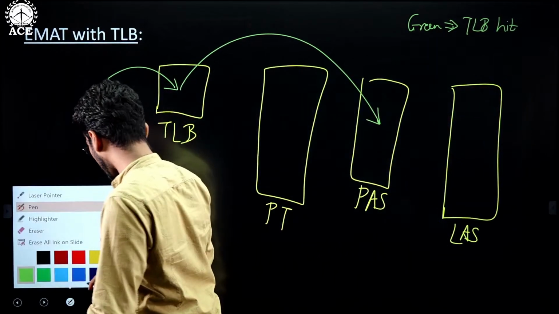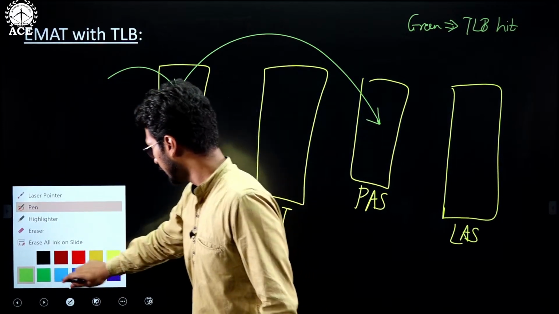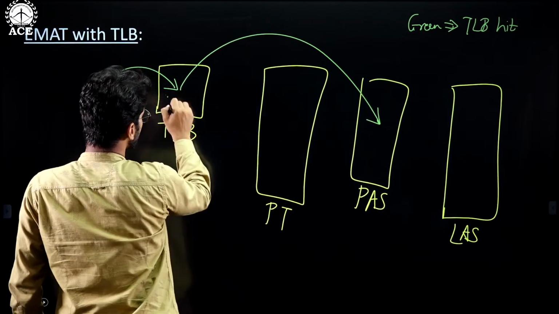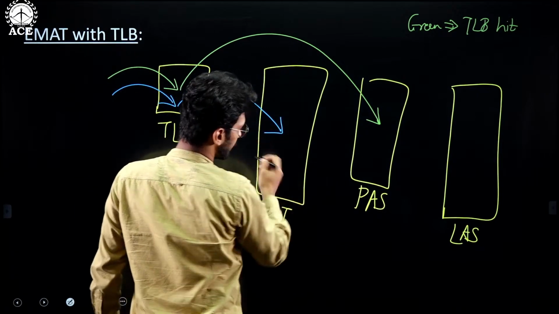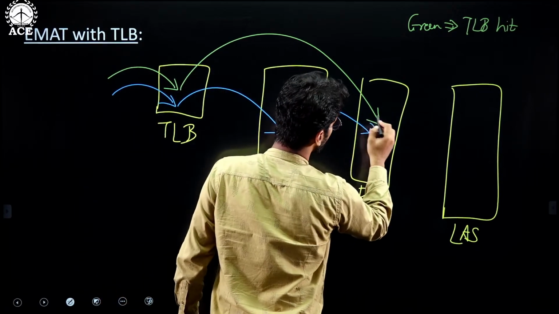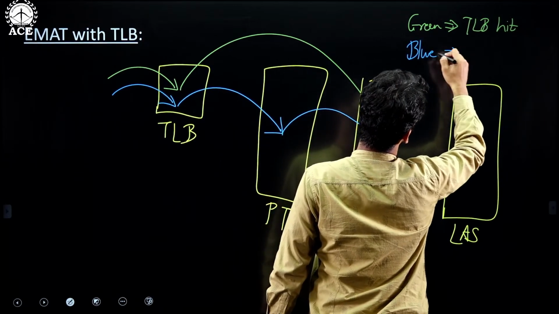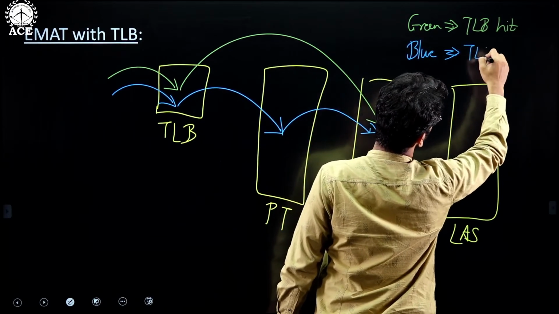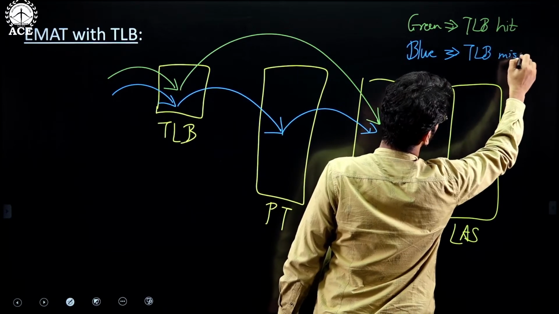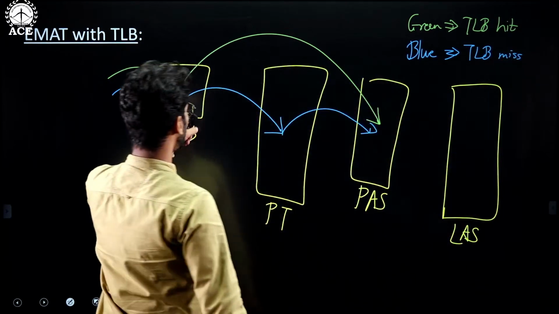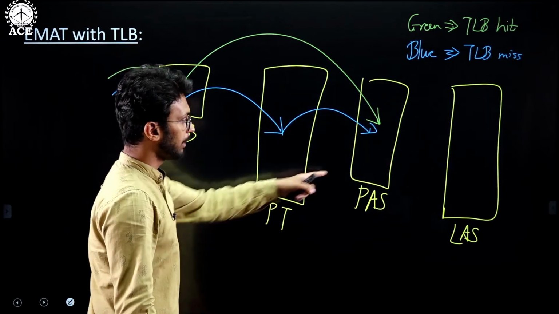Let me change the color. Let's say blue. If there is a miss in the TLB, you will access the page table and then the actual page, whatever it might be. Blue color indicates TLB miss. TLB access time is C, main memory access time is M.